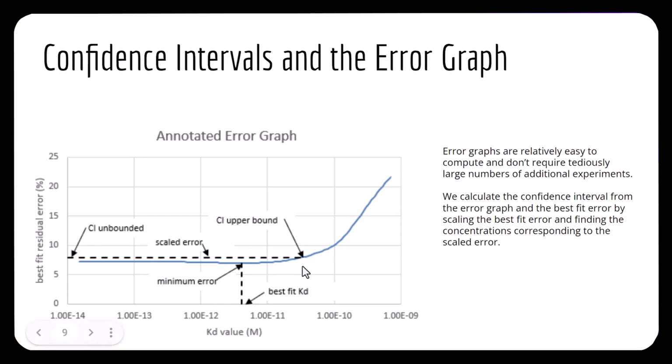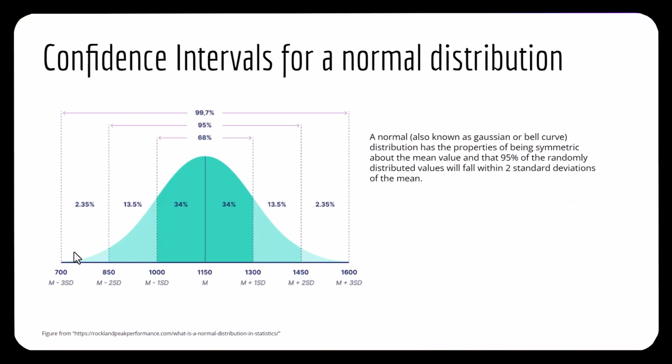So the KD corresponding to that intersection here, that's, I don't know, 20 or 30 picomolar, is going to be the upper limit on the KD, on the confidence interval. On this end, the scaled error graph doesn't intersect the error graph. So we're going to say the CI is unbounded on this end. Okay, so this is how we do it in KinExA. It's a scaled error approach.